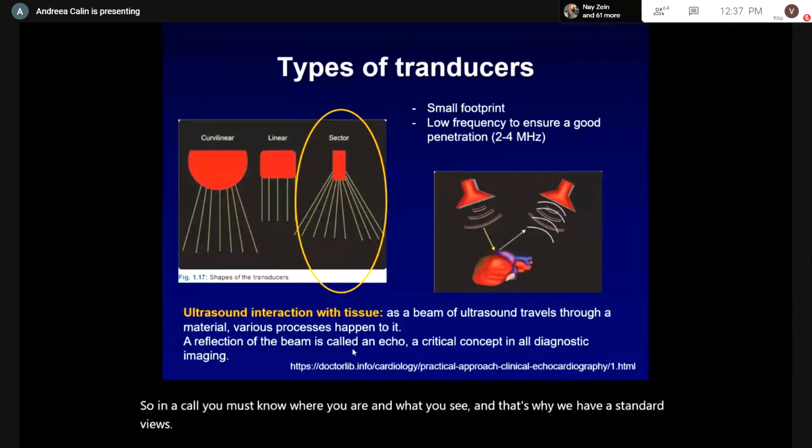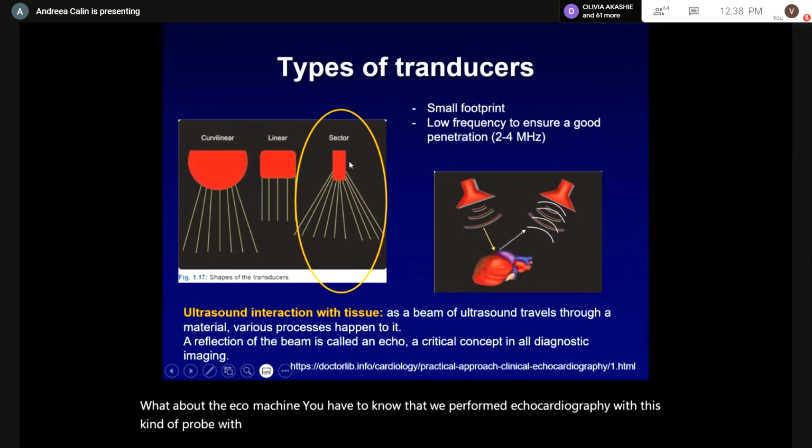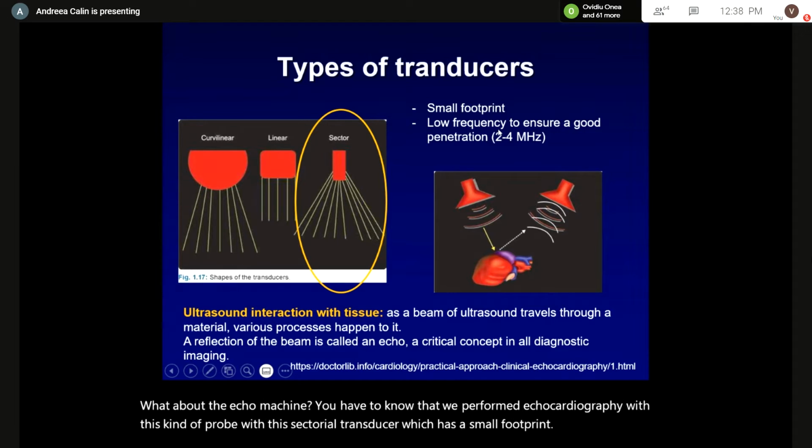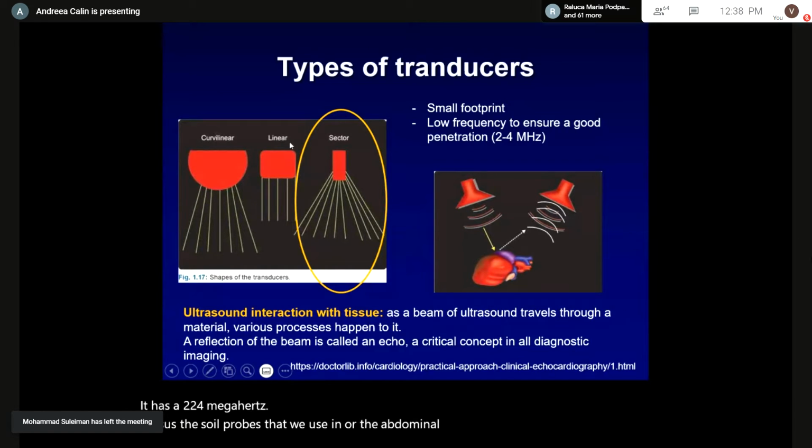What about the echo machine? You have to know that we performed echocardiography with this kind of probe, with this sectorial transducer, which has a small footprint and a low frequency that is required to ensure a good penetration. It has a 2 to 4 megahertz frequency versus these probes that we use in the abdominal echo and in vascular echo. So this probe is different.